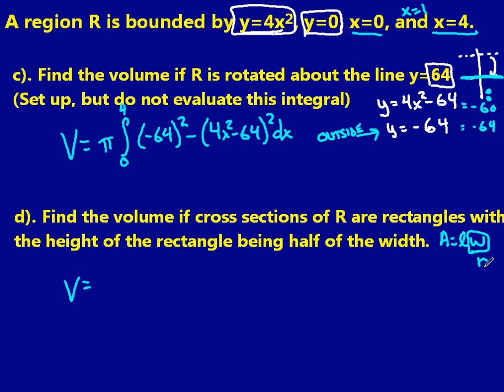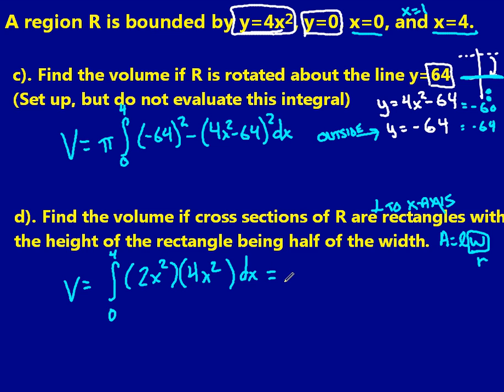So what we're going to look at, it's still an integral. We're still from 0 to 4 because those are our limits that we're going. I should be saying these cross sections are perpendicular to the x-axis, so we know that we're going in terms of x. If they don't say so, just assume that it goes with respect to x. All right, now we're going to have a length times a width. Well, we knew the width already was from our function itself, because that's how wide the region is. Now, the height of the rectangle should be half of that. So what's half of 4x squared? Just 2x squared. That is your area function, or volume function, I should say.